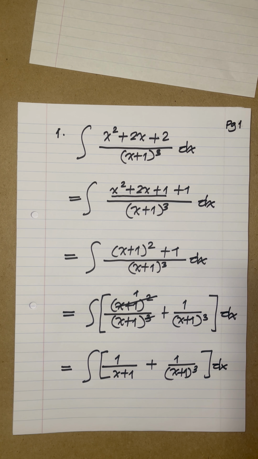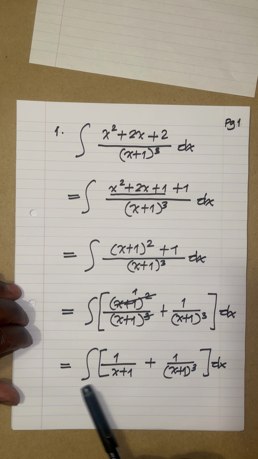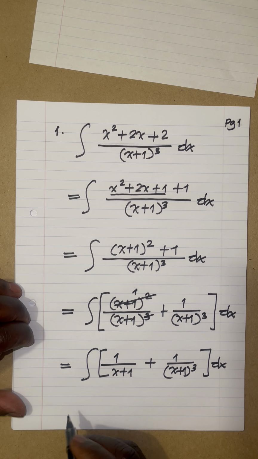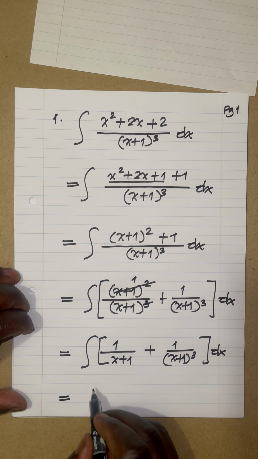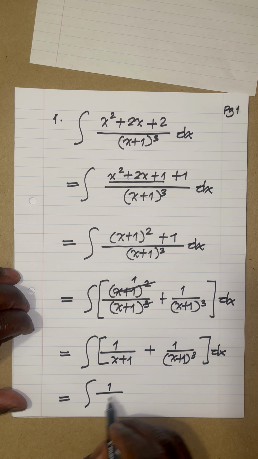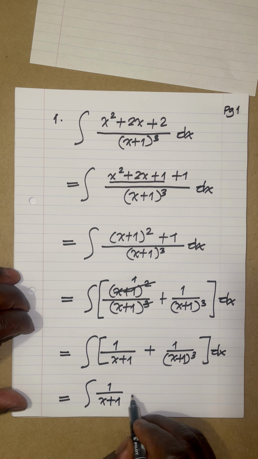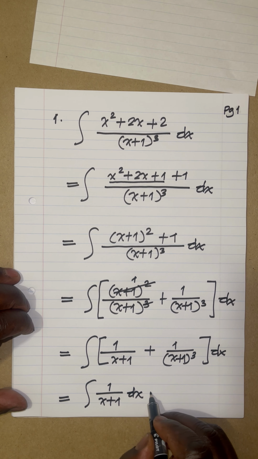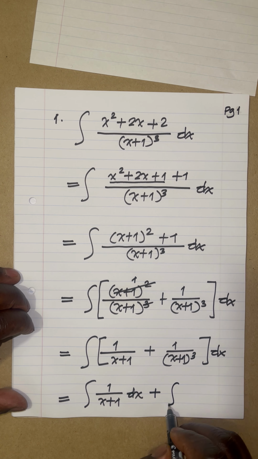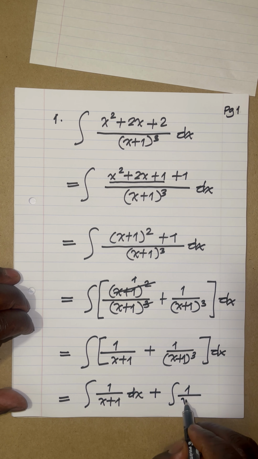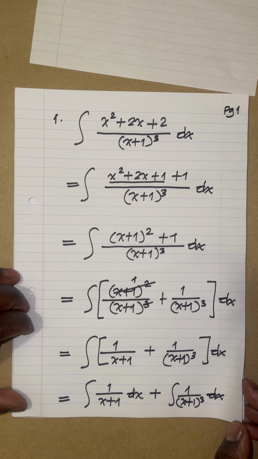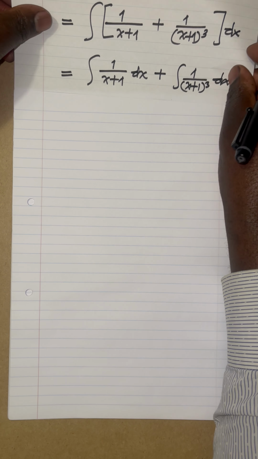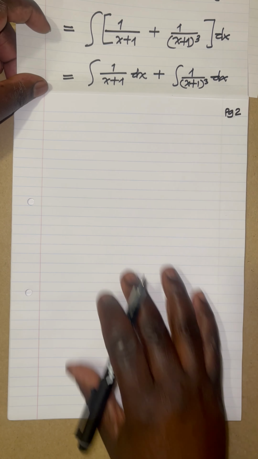Now, I'm going to distribute the integral and the dx as follows. So now what we have is the integral of 1 all over x plus 1 dx, and then plus the integral of 1 all over x plus 1 all cubed dx, like that. Next, going to page 2, just to complete this very quickly.